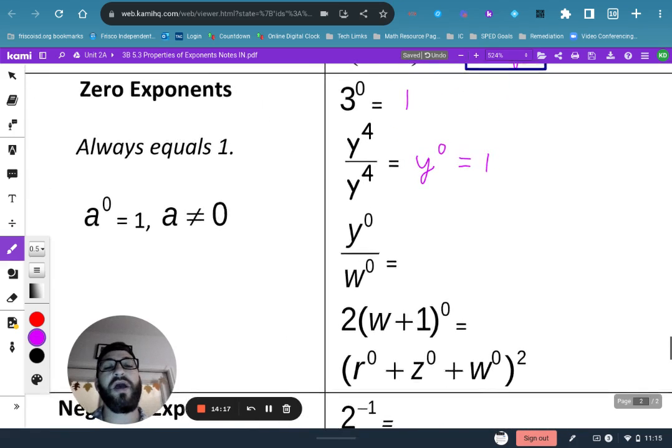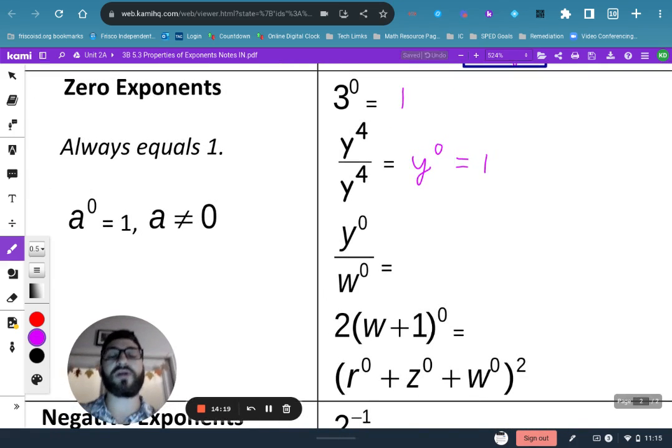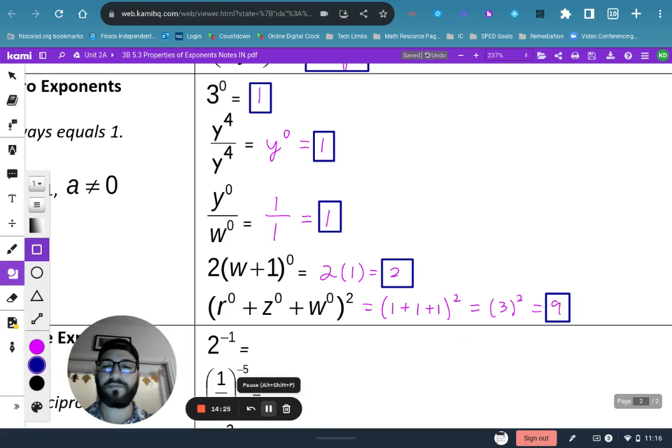So I want you to go ahead and practice with those last 3. There are some tricks to those last 2, so see if you can figure them out, but go ahead and pause the video now. All right, so w to the 0 and y to the 0, both to the 0 power, so 1 and 1. 1 divided by 1 is equal to 1.